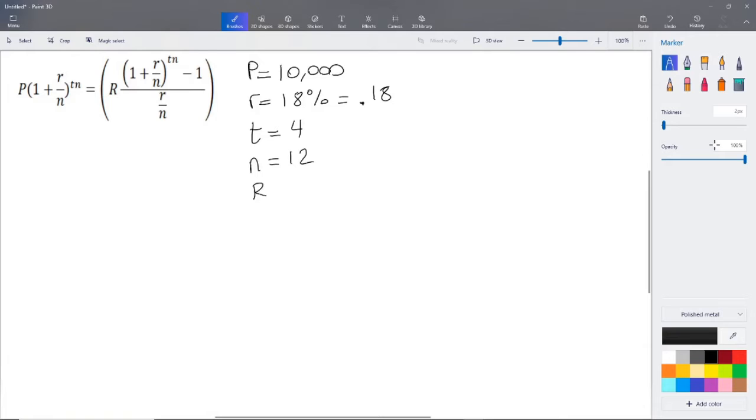And big R value is what we don't know. What is our payment going to be on this loan? Let's set this up so we can solve this thing. 10,000 is our P.